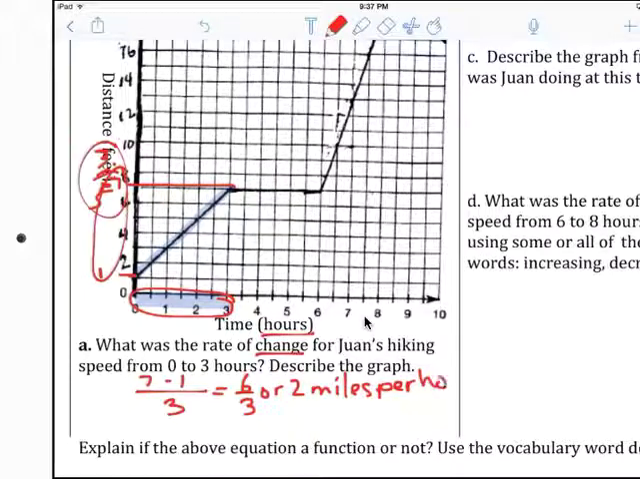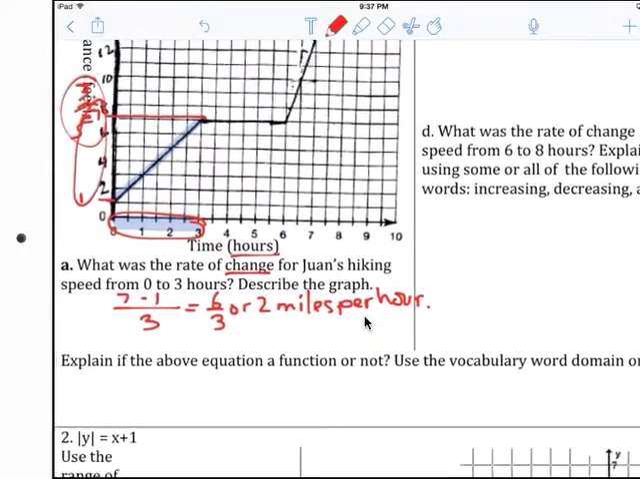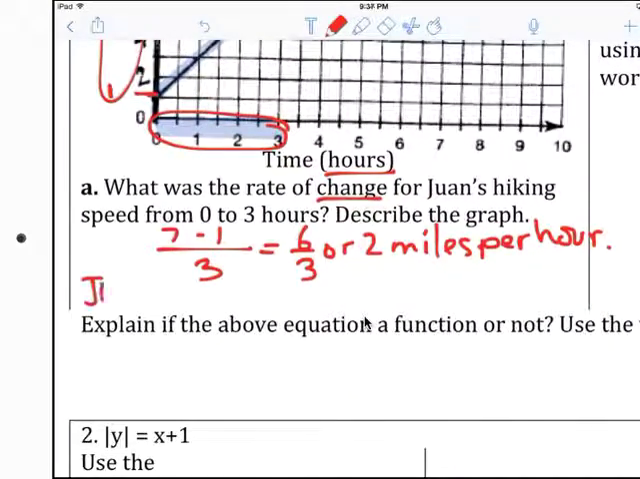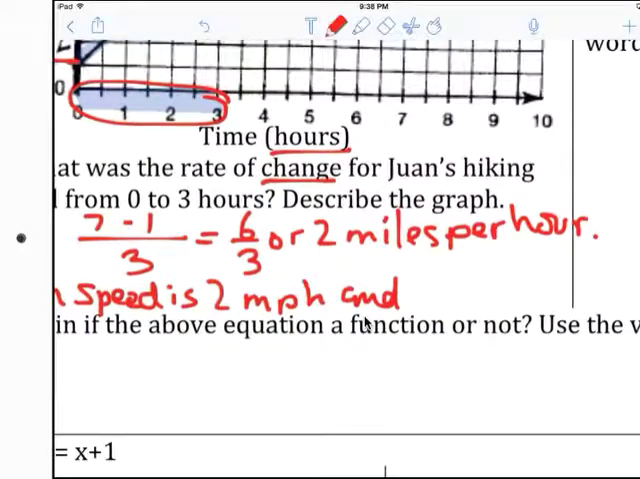Describe the graph. So Juan's speed is 2 miles per hour, and the graph is increasing.